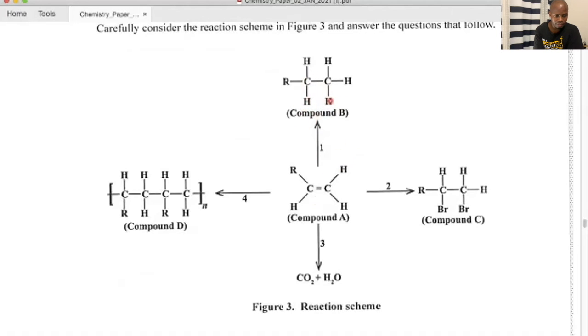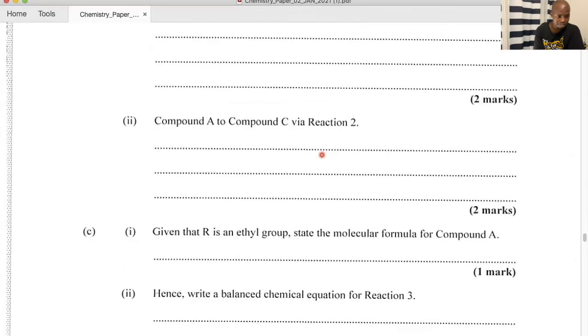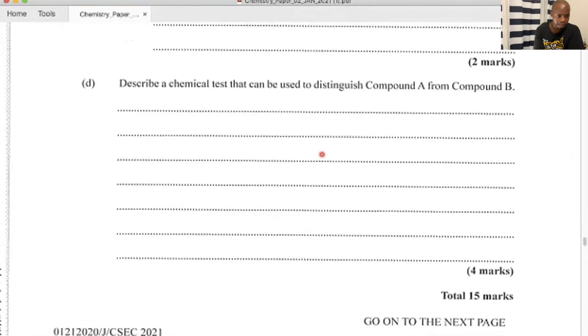So compound A would have undergone addition of hydrogen to give us the corresponding saturated compound of A, which has, in this case, 4 carbons, because we were told earlier that the R group is ethyl. So we want to distinguish, in essence, between an alkene, what we have here at compound A, and an alkane at compound B. So let's go down, and we're going to be very specific in our description.